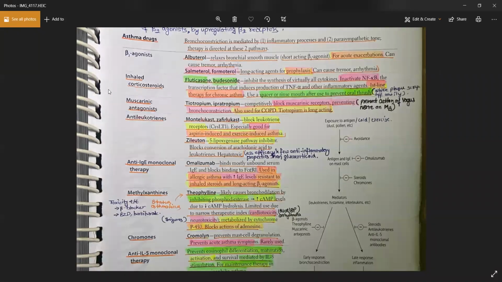Other drugs are the muscarinic antagonists, because muscarinic receptors in the respiratory system cause bronchoconstriction, by the IP3/DAG system. Remember M3 receptors? So you will give the patient M3 blockers. These are tiotropium bromide and ipratropium bromide. They inhibit the muscarinic receptors, preventing bronchoconstriction. Mainly use these drugs for COPD, and tiotropium is the longer acting agent among these.